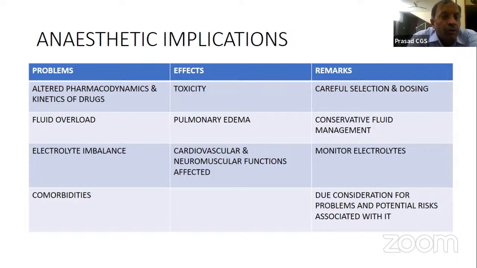Another important point is positioning. It becomes very important because when you put a patient in lithotomy position, it may compress the renal vein and decrease the renal blood flow. So all this has to be considered while taking the patient for anesthesia.